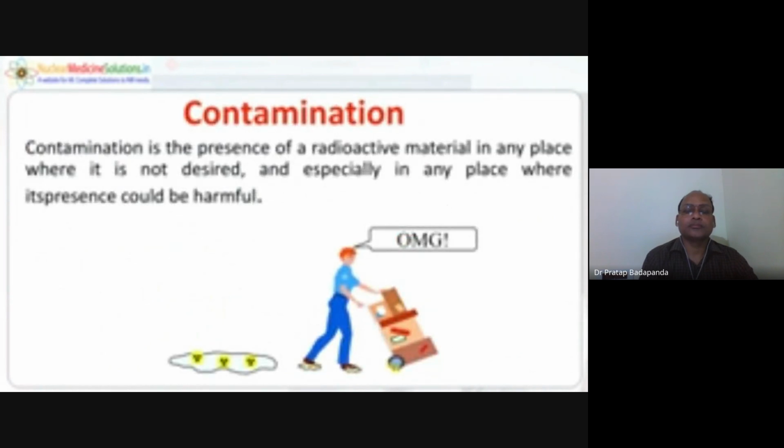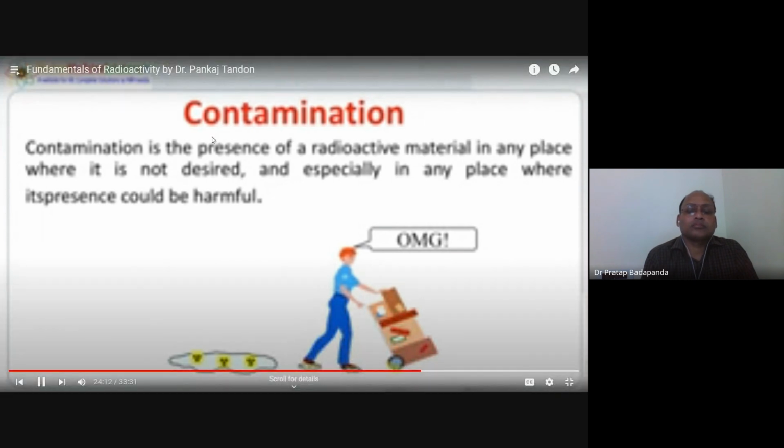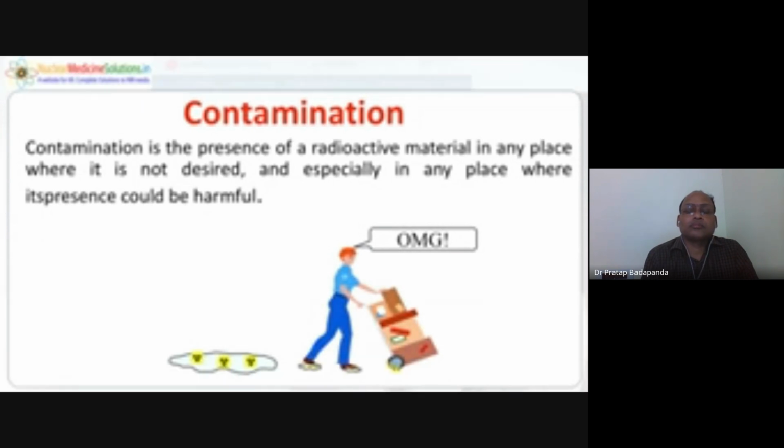Now, when we are using a solid radioactive material, or radiation generating equipment like X-rays, we are going to get exposed. But the situation changes when the material is in the form of liquid, because while handling liquid radioactive material there is a chance of contamination. But what is contamination? It is the presence of radioactive matter in any place where it is not desired, and especially in any place where its presence could be harmful. So if there is a spillage which can lead to some kind of harm, it is called contamination.